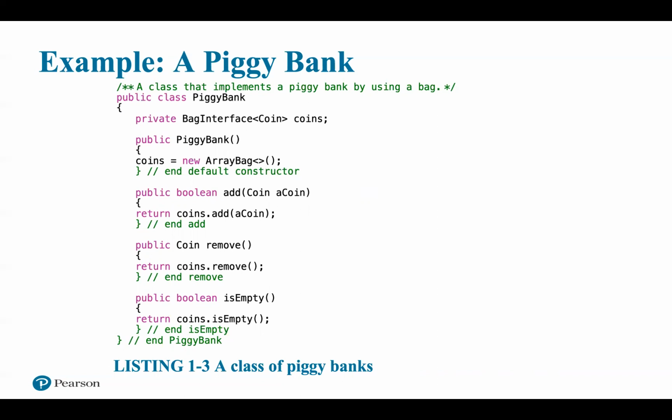So assuming that we have the class Coin to represent coins, we can create the class PiggyBank given here in this listing. A PiggyBank object stores its coins in a bag, an instance of the class that implements the interface BagInterface. The add, remove, and isEmpty methods of PiggyBank each call the respective bag method to achieve the results.